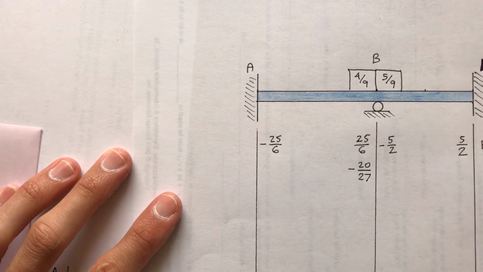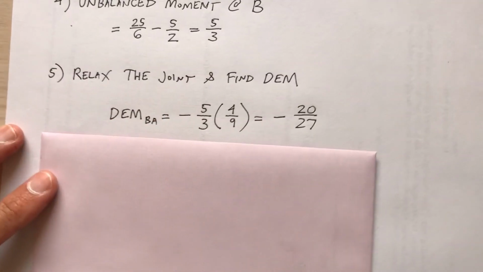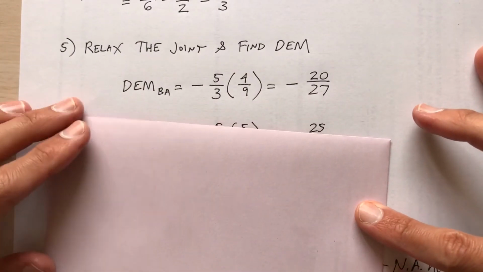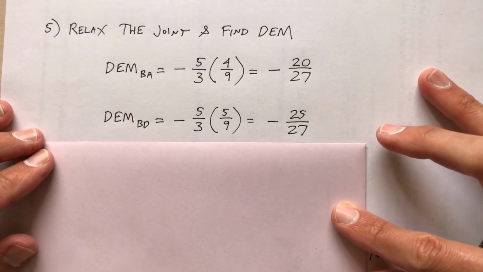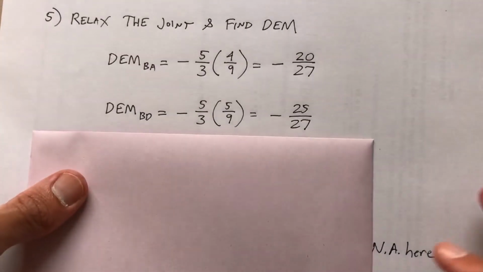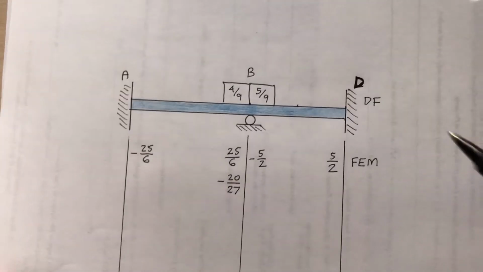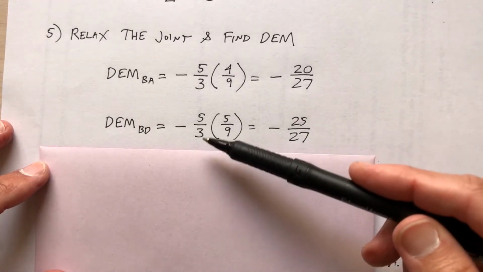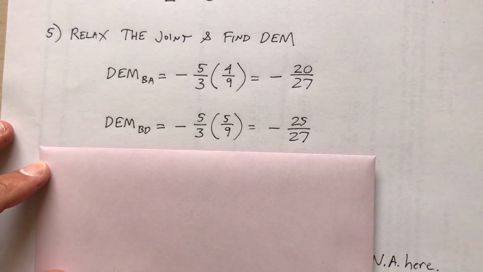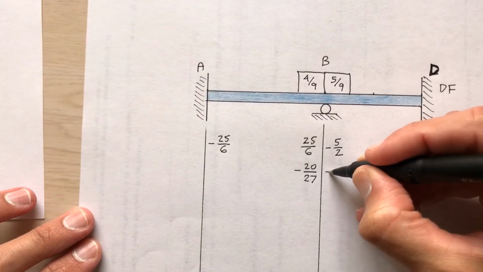Okay, you got that? Negative 20/27. Now what am I hiding here? The distributed end moment to BD is negative 5/3, the opposite of the unbalanced moment, times 5/9. Where am I getting that 5/9? Did I just pull that out of the air? No, it's the distribution factor for segment BD. So unbalanced moment times distribution factor, negative 25/27. Where do I put that? Put that right here on this side.